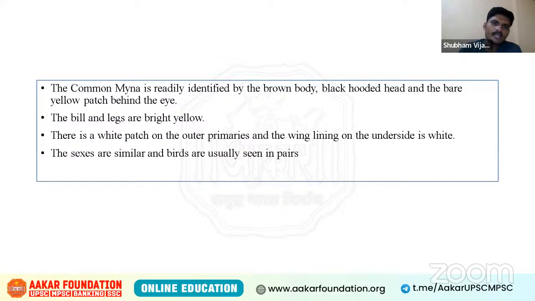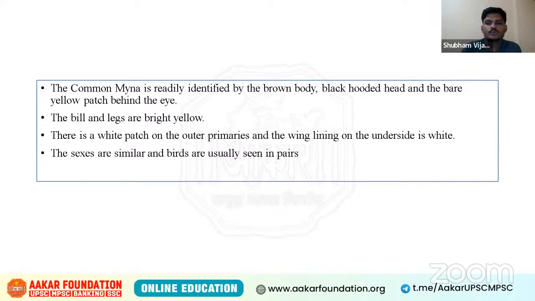Common mynah is readily identified by the brown body, black head, bare yellow patch behind the eye. Brown body, black hooded head, and bare yellow patch behind the eye. Bill and legs light yellow. There is a white patch on the outer primaries, and the wing lining on the underside is white. Sexes are similar, and the birds are usually seen in pairs.